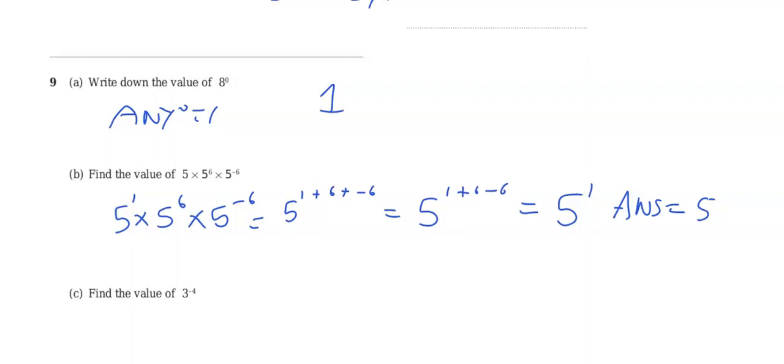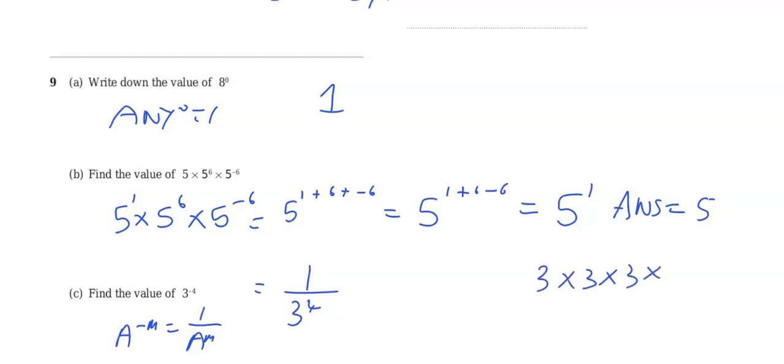Find the value of 3 to the power of minus 4. A to the power of minus m is always 1 over a to the m. This, therefore, is 1 over 3 to the power of 4. 3 to the power of 4 is the same as 9 times 9, and so that is 1 over 81.